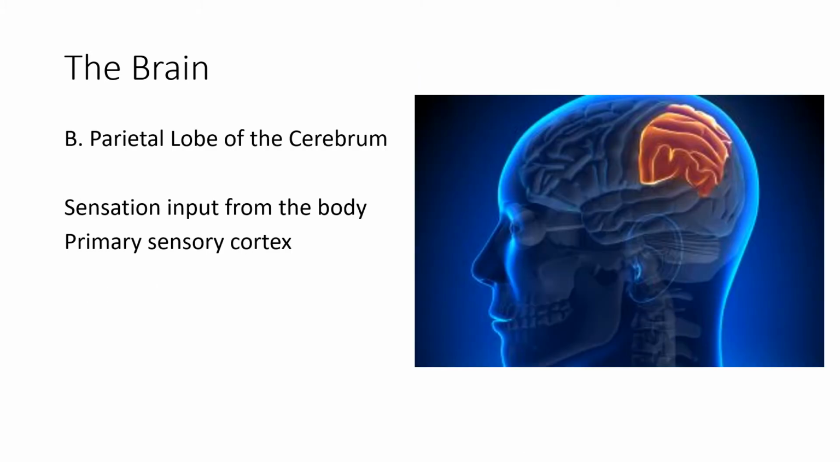The parietal lobe of the cerebrum is just posterior to the frontal lobe. The main function of the parietal lobe is to deal with any kind of sensory input from the body, and so the parietal lobe receives and interprets sensory input from the body, and then it kind of communicates with the frontal lobe so that your body can make a decision about how to move based on whatever the sensory input is from your environment.